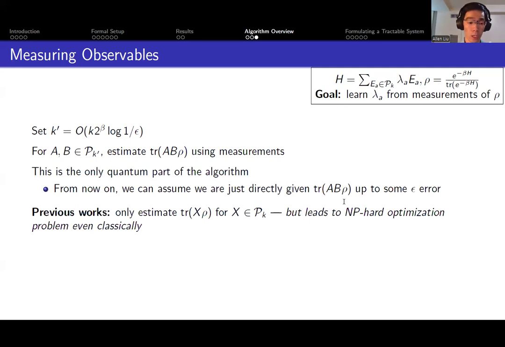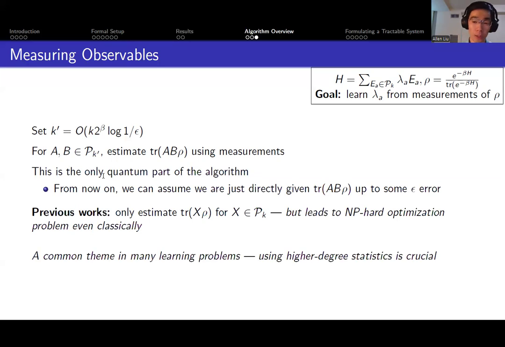However, I will take a moment here, and it is important to note that one key difference compared to prior works is that whereas previous works only estimate trace of x rho for x that is k local, we are actually measuring observables that are k prime local for k prime quite a bit larger than k. And it turns out that actually measuring these statistics with higher locality, or kind of higher degree statistics, is crucial to formulating a more tractable optimization problem. And so this is a common theme in many learning problems, even classically, where using higher degree statistics is crucial to formulating a tractable follow-up optimization problem.